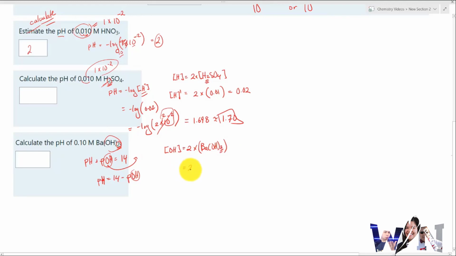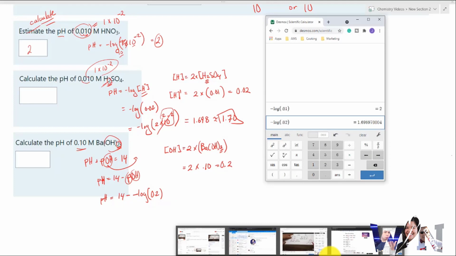So in this case, 2 times, we know that concentration is right there, 0.10. Okay, so we have 0.20. Okay, that's easy so far, right? Now all I have to do is just plug it in. pH equal to 14. What is p equal to? Negative log. Ooh, before we do that, minus, so it's minus log. Well, this is a negative log, okay? So keep that in mind. Negative log of 0.2. What is that going to equal to?